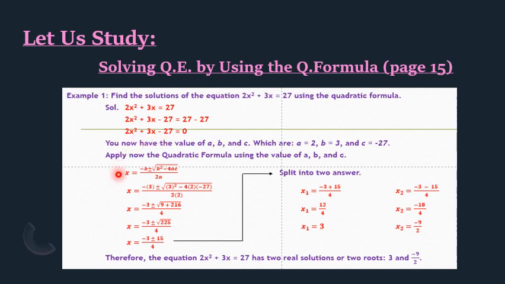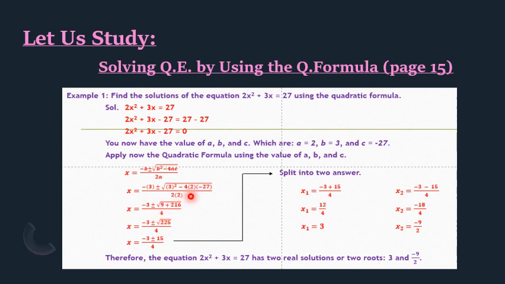Apply nato na siya diri sa quadratic formula. So, kung makita ninyo ang mga letter A, B, and C, ilisdan ninyo na siya og value nga 2 for A, 3 for B, and negative 27 for C. Next, take note ani, this is a negative B. Then, ang atong value sa B is positive 3. So, mahimo na siyang negative 3. Then, ani siya 3 squared. What is 3 squared? 9.